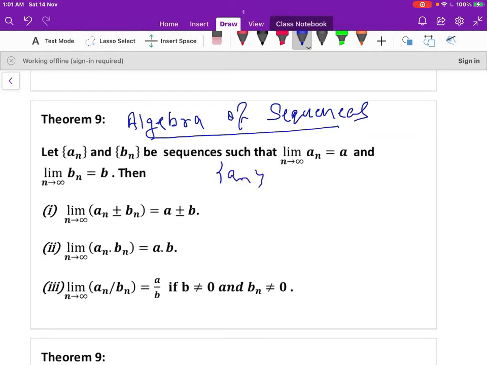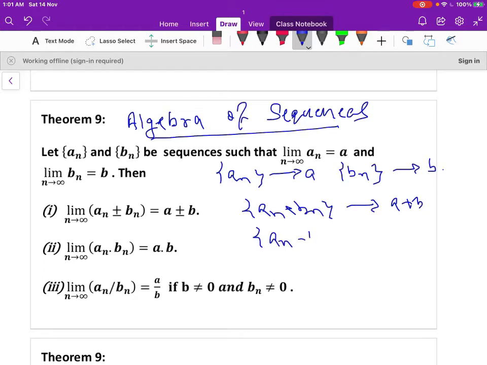Let the sequence a_n be a convergent sequence. It converges to A, and the sequence b_n is also a convergent sequence. It converges to B. Then the sum of the sequences a_n and b_n converges to A plus B.